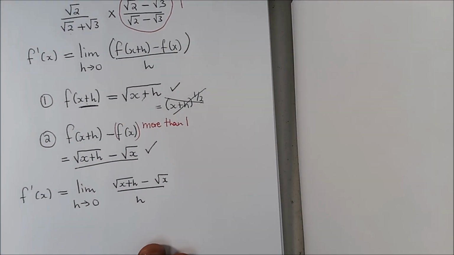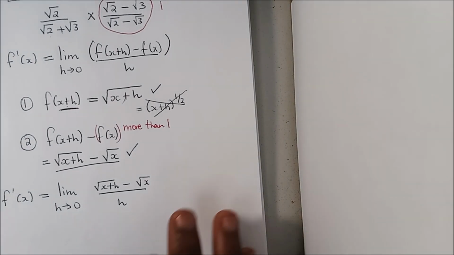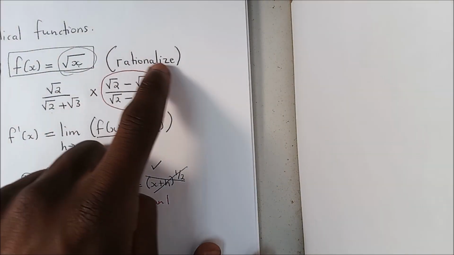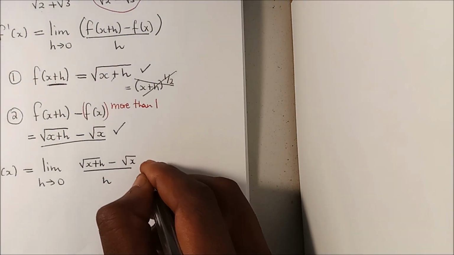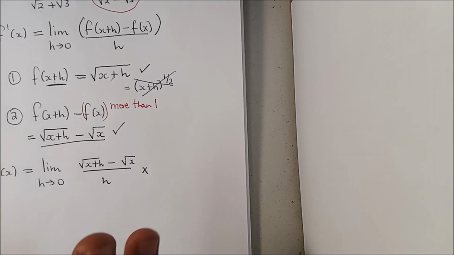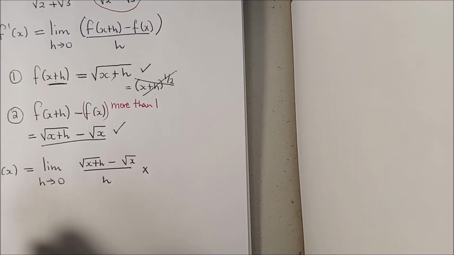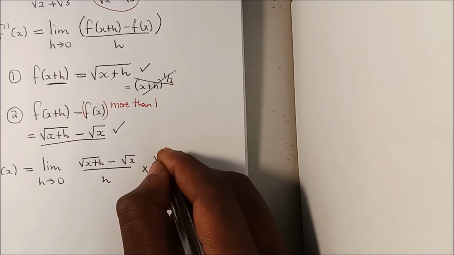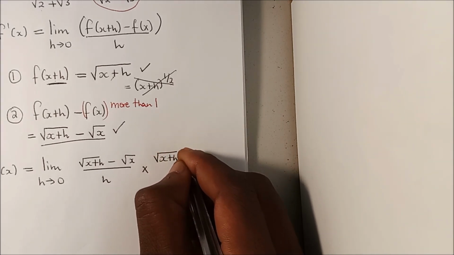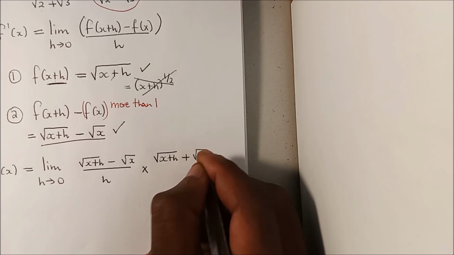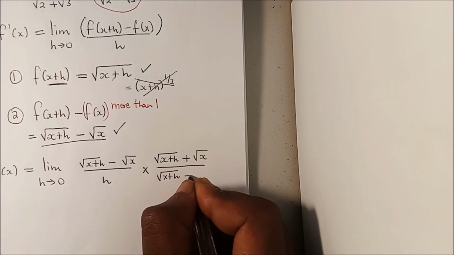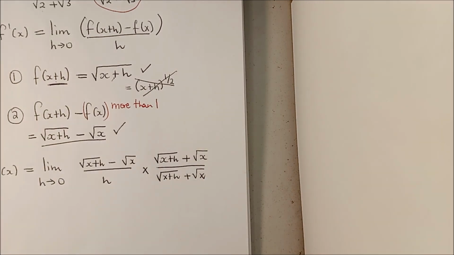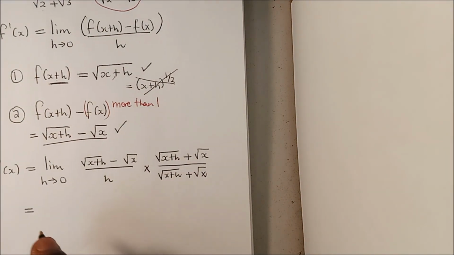Now what we will do is rationalize. How do you rationalize? You look for your square roots, that sign that is separating them, and then you change that sign. So you multiply by square root of x plus h plus square root of x, all over square root of x plus h plus square root of x. Now this is what you have.